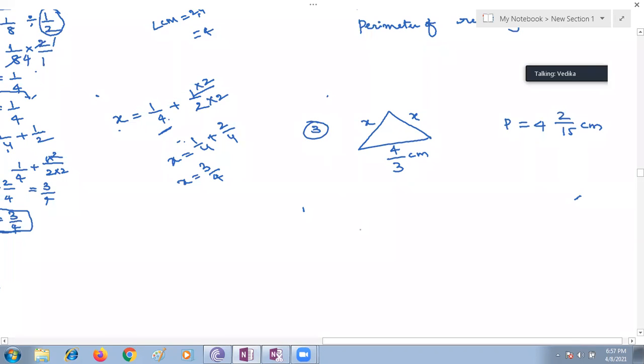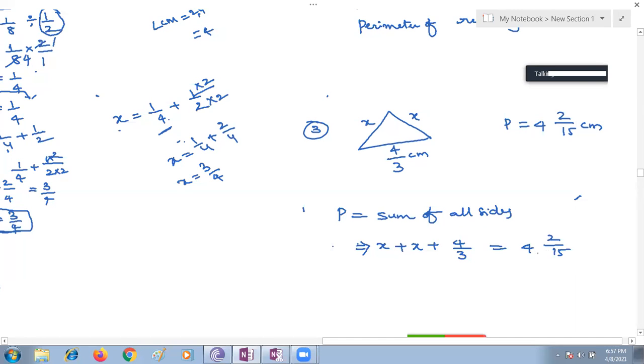Now you go with this part, children. Perimeter is nothing but the sum of all sides. So what are the sides in the triangle? One side is 4 by 3, other side is x, other side is also x. Which is equal to the perimeter, already given as 4 2 by 15 centimeters. It is a mixed fraction, you just convert it to an improper fraction.